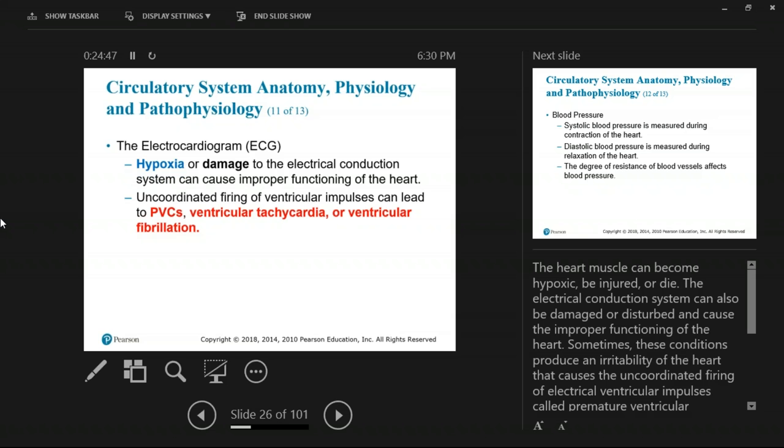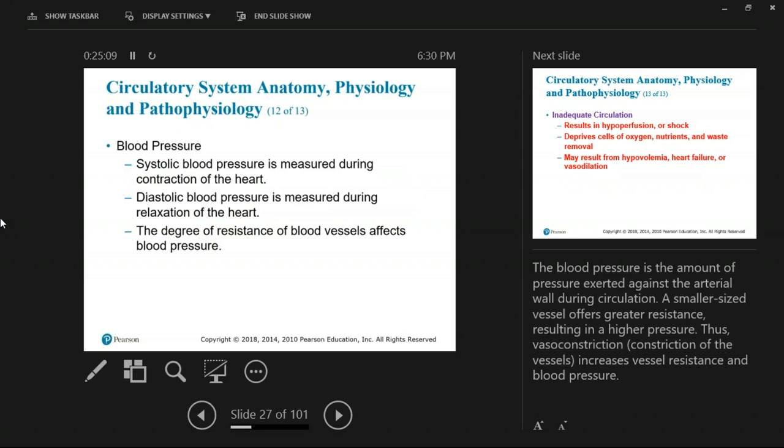One you should know is PVC. It stands for premature ventricular contraction. Also with this, you can pick up ventricular tachycardia or ventricular fibrillation. But usually that person has now had them, or is in a cardiac arrest, or you're doing CPR.